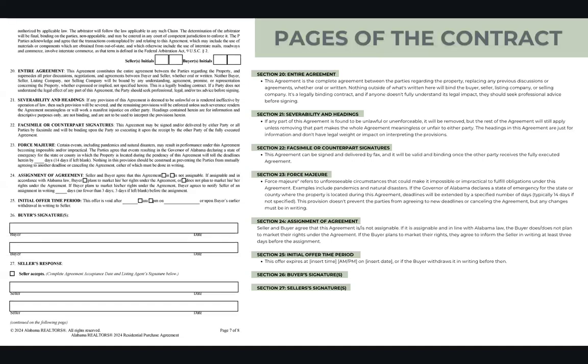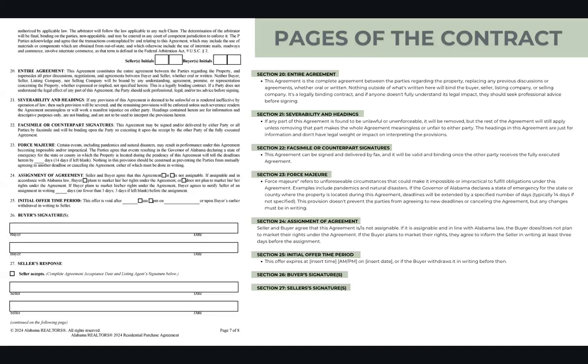Section 24, the seller and buyer agree that this agreement is not assignable. If it is assignable and in line with Alabama law, the buyer does or does not plan to assign their rights under the agreement. If the buyer plans to assign their rights, they agree to inform the seller in writing at least 2 days before the assignment.